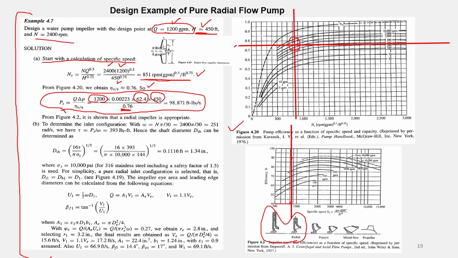Okay, we should select either one of these two impeller types. So we will say that radial impeller is appropriate for this application. And so up to this point we have officially selected the impeller type, and then from the impeller type, of course, we go ahead and find the diameter of the shaft, right?